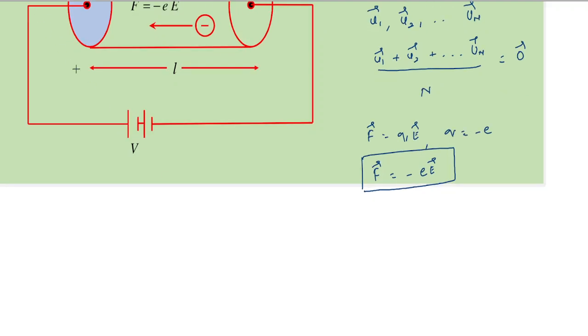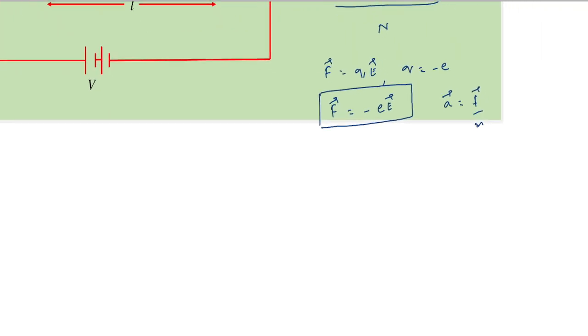Now this means the electrons will have an acceleration. The acceleration of any electron, called a, is given by force by m, where m is the mass of the electron. Therefore, a is equal to minus e E by m. So this is the acceleration.